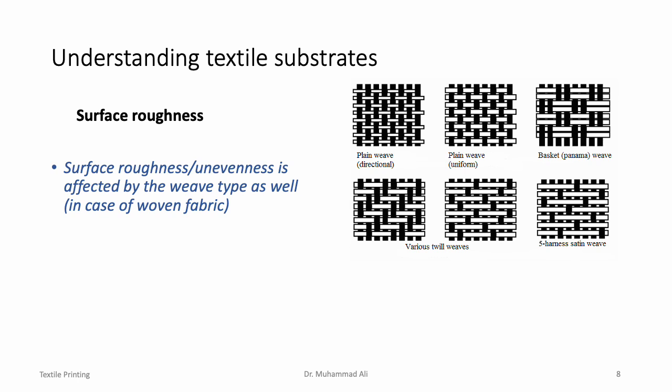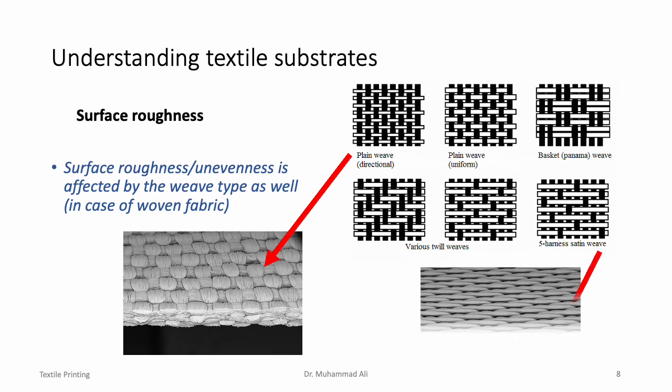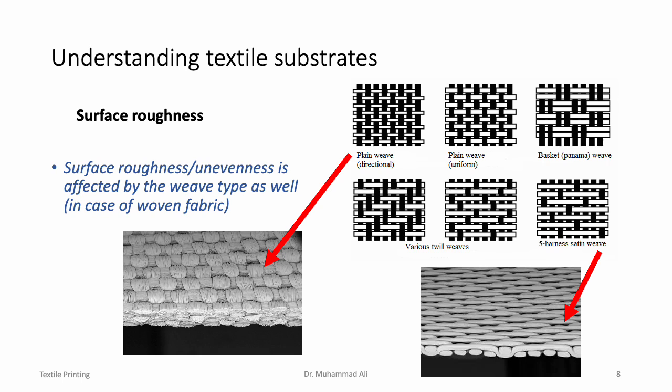If we talk about woven fabrics, then the surface roughness is affected by the weave type as well. So there are different weaves. You have already studied these different weave structures. We have plain weave, we have twill weaves, etc. We have satin weaves. So let's say for a plain woven fabric, the surface appears to be like this under a microscope, and for a satin fabric, the surface appears to be like this. And again, from these images, you can quickly appreciate the difference in the surface smoothness or roughness, if you like.